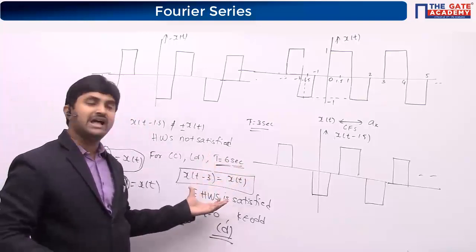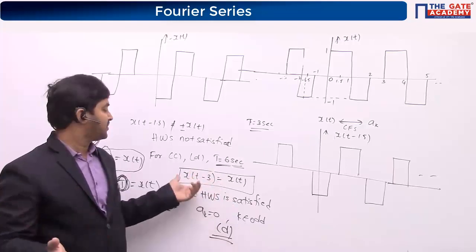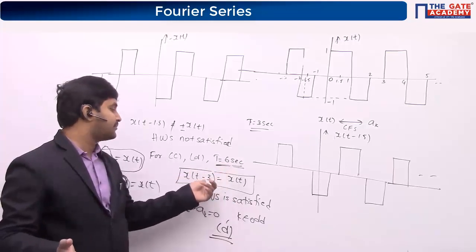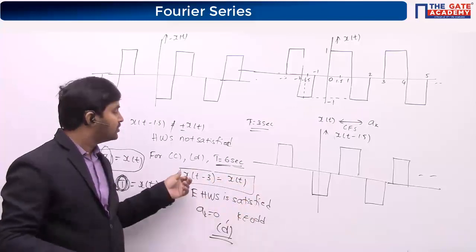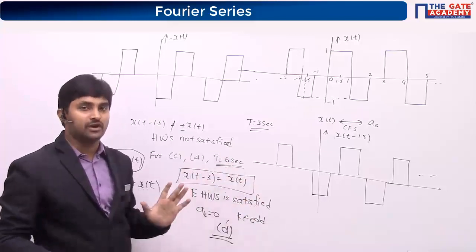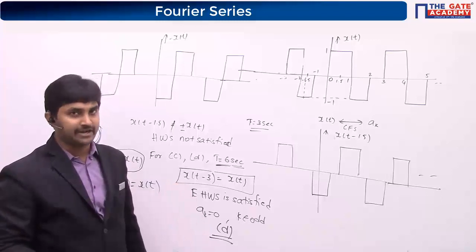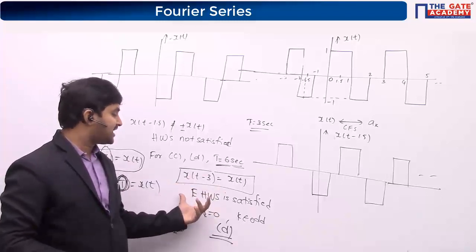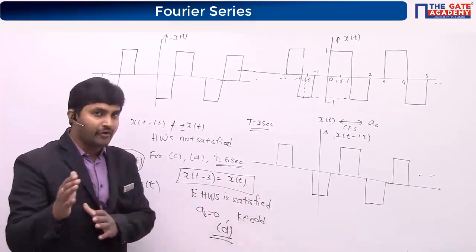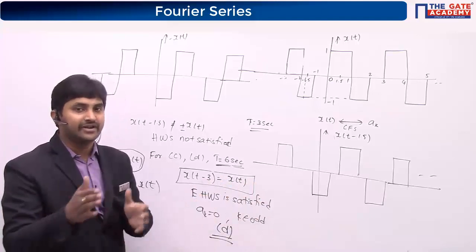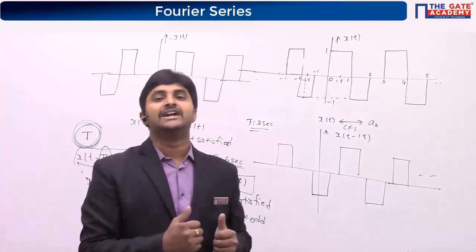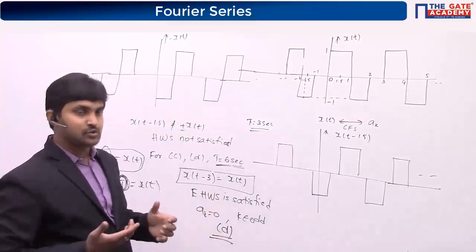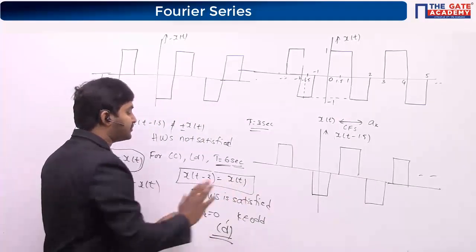And now we are checking the half-wave symmetry. What is the half-wave symmetry? x of t minus half its time period, whether it is equal to plus or minus x of t. But we already know that x of t minus 3 should be equal to x of t, because 3 is also the fundamental time period. So therefore, the even half-wave symmetry is satisfied formula wise. Formula wise, whenever x of t plus or minus T by 2 is equal to x of t, I can say that it is satisfying even half-wave symmetry. So by that logic, the even half-wave symmetry is satisfied.